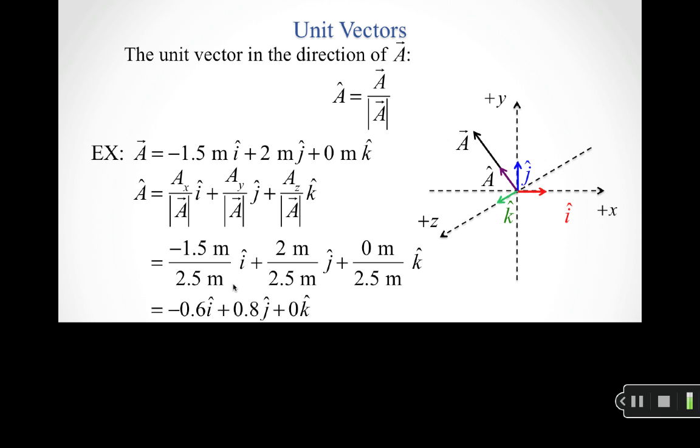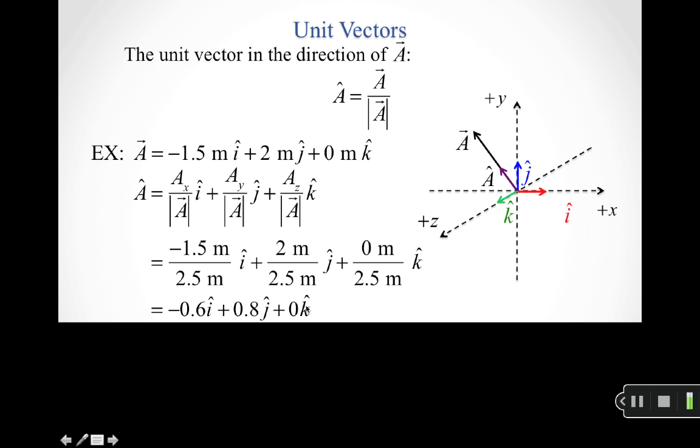Now I can take that magnitude and calculate my unit vector by taking the x component of vector A divided by the magnitude, times i hat, plus the y component of vector A divided by the magnitude, j hat, plus the z component of vector A divided by the magnitude, times k hat. So again, I'm still giving the unit vector in unit vector notation here. When I calculate it out, the unit vector A hat is negative 0.6 i hat plus 0.8 j hat plus 0 k hat.